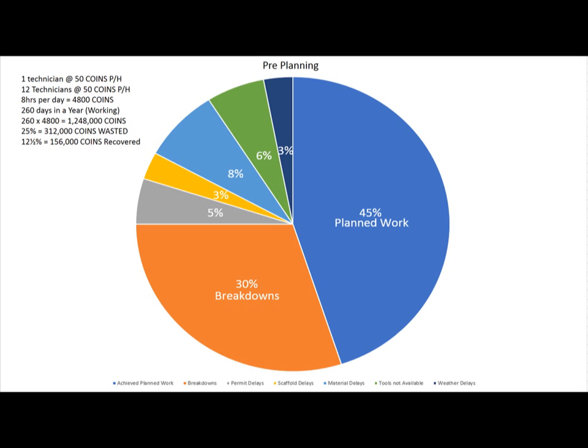Now if you have a maintenance crew of 12 technicians at 50 coins per hour, 8 hours a day is 4,800 coins. There are 260 working days in the year, working 5 days a week. 260 times 4,800 is 1,248,000 coins. That's your maintenance budget.